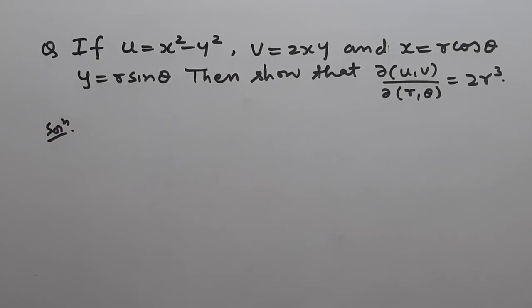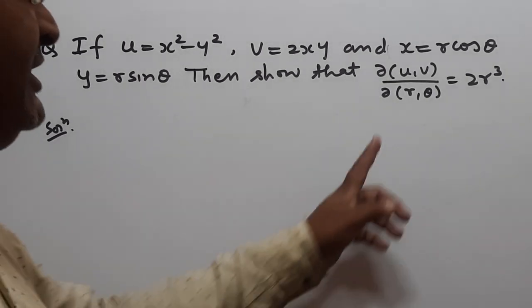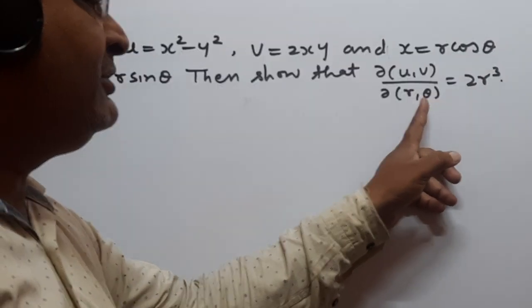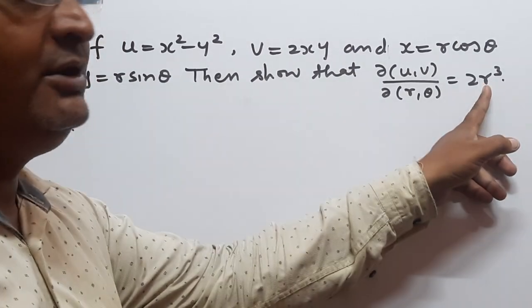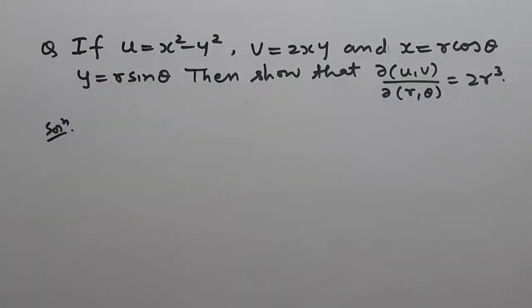Hello friends, here is the problem. u is equal to x square minus y square, v is equal to 2xy, x is equal to r cos theta and y is equal to r sin theta. Then we have to show that Jacobian of uv with respect to r theta is equal to 2r cube.